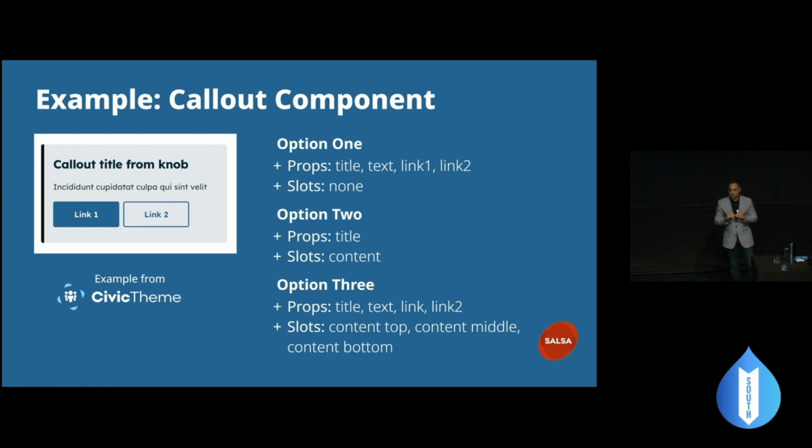So here's an example of a component. It's a callout component. And you can approach this in multiple different ways with the new Experience Builder. For one example, you could have the props. You can have the property for the title, the text that you can see there, link 1 and 2. And there are no slots. You could also have props for the title and slots for the content. And then you can have a mix. You can have some props and some slots.